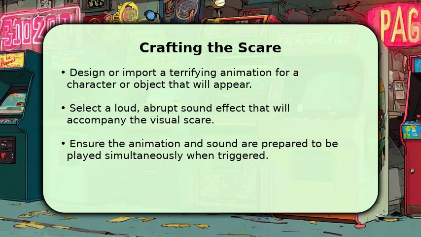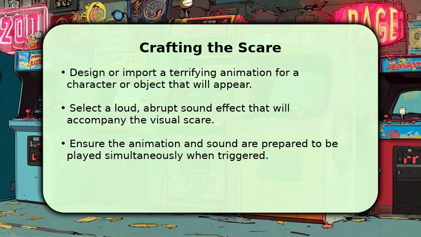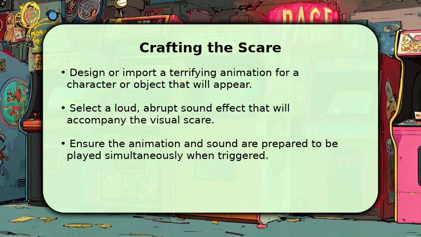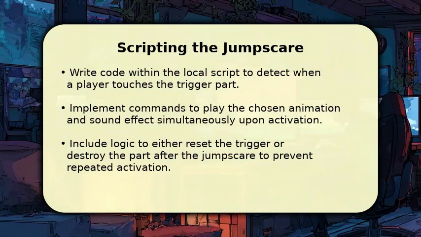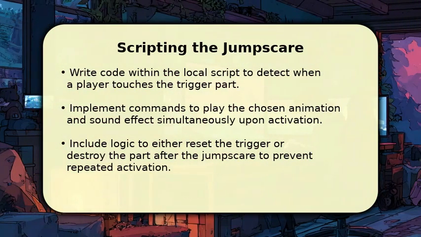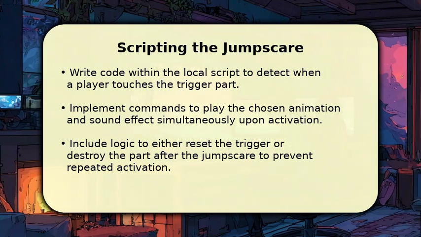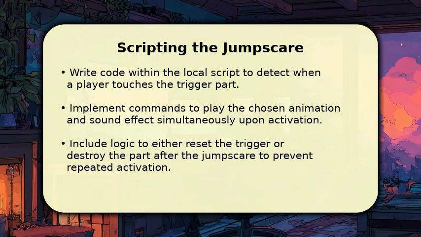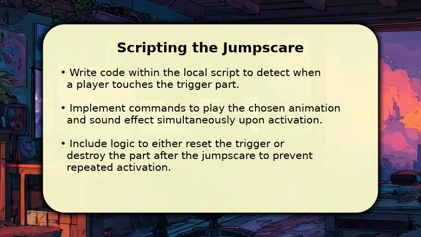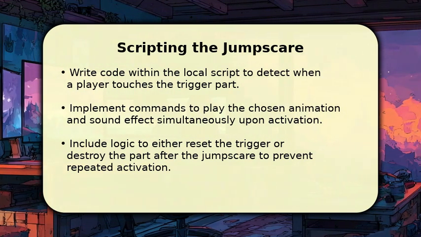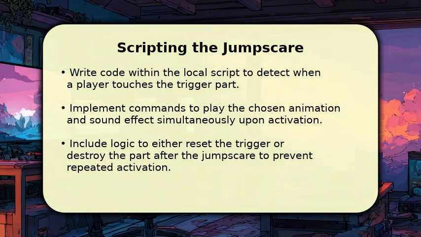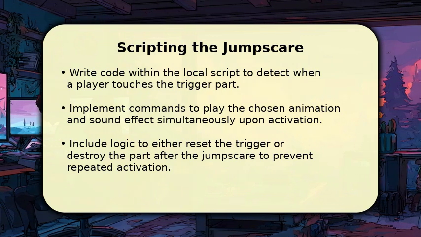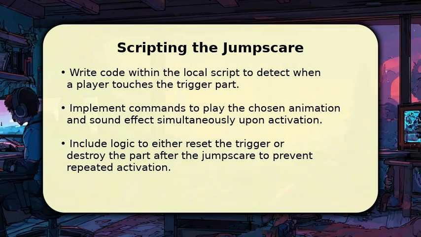Make sure both the animation and sound are ready to be played in perfect synchronization, maximizing the surprise and fear factor for the player. With your assets ready, it's time to bring the jump scare to life through scripting. In your local script, write code that detects when a player's character touches the invisible trigger part. Once detected, the script should immediately play your chosen animation and sound effect. For instance, you might set the sound's volume to 10 and ensure the animation plays without delay.